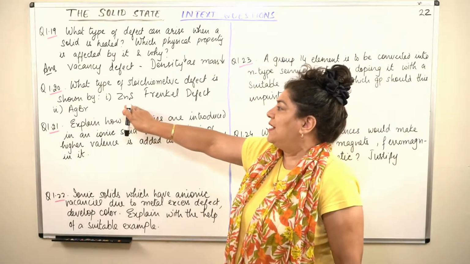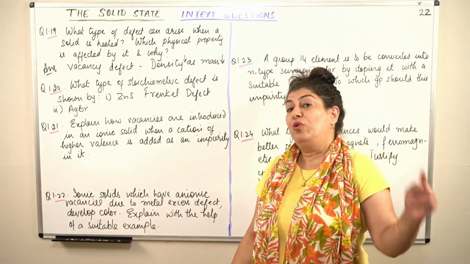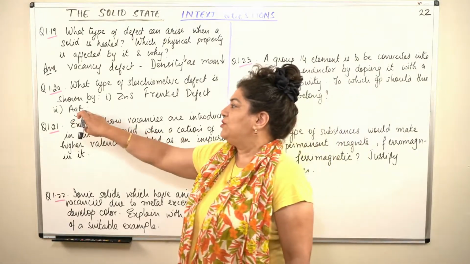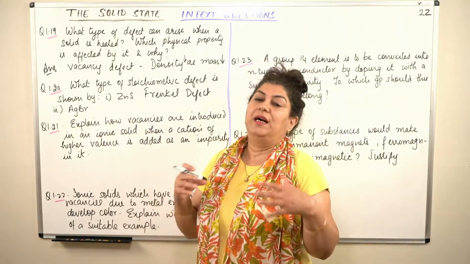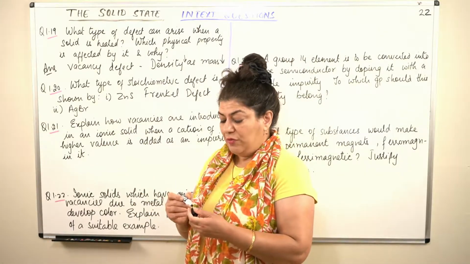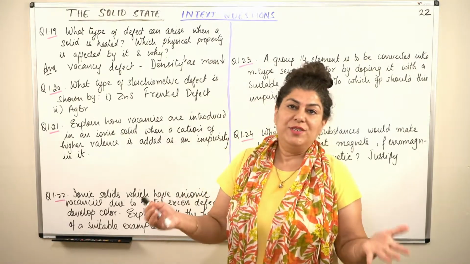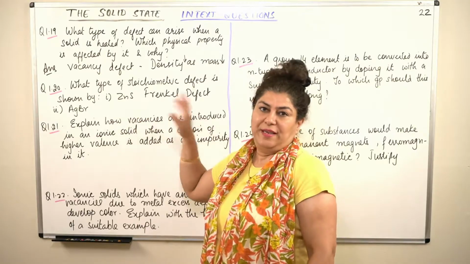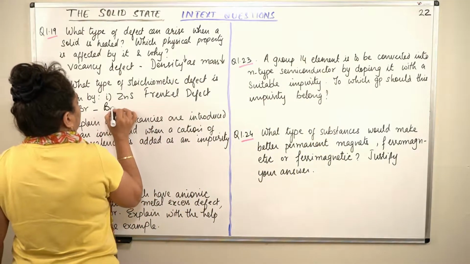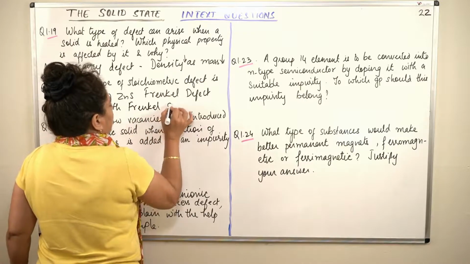So zinc sulfide shows Frenkel defect, and silver bromide shows both Frenkel and Schottky defects. Again, the difference between the sizes of silver and bromine is large. Silver is much smaller than a bromine atom, and therefore silver slips from its lattice point and occupies an interstitial site, thereby creating Frenkel defect. So AgBr shows both Frenkel and Schottky.